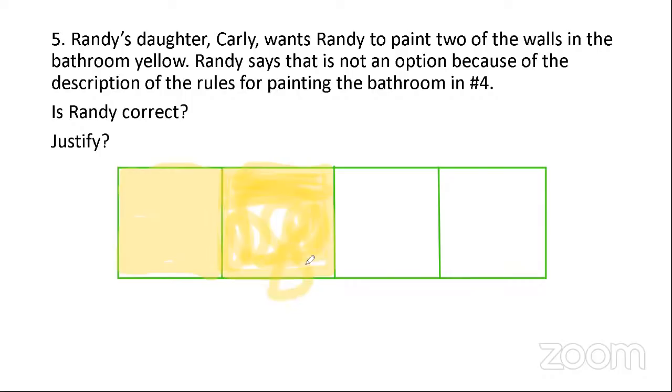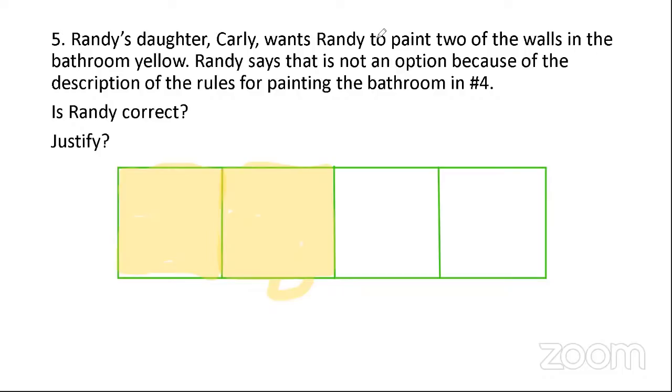The rule says that we'll paint using at least two different color paints. So if I do two walls yellow, what color could I give this third wall? What color could I give the third wall? Let me see some answers in the chat. What color could we paint the third wall in? So we can definitely paint the third wall in red, and we can definitely paint it in blue, as Michelle said.